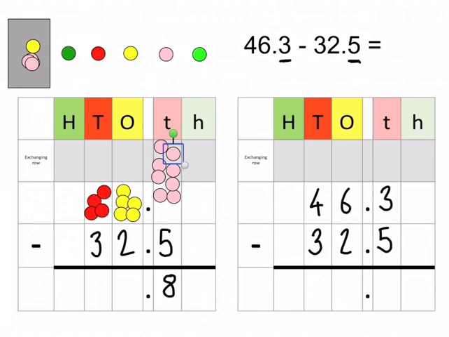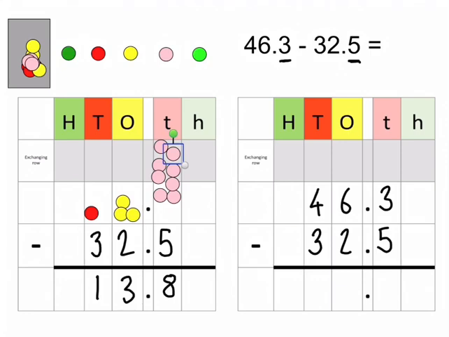Now we've only got 5 ones left. We need to take away 2 of them. 1, 2. That leaves us with 3. And we've got 4 tens. We need to take away 3 of them. 1, 2, 3. That leaves us with 1 ten. 13.8.